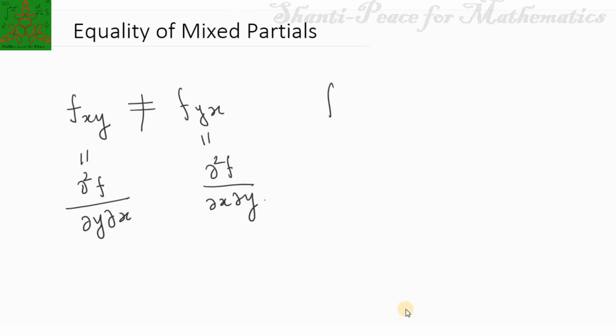And f_xy at (a,b) is different from f_yx at (a,b). That we can see in the following examples.